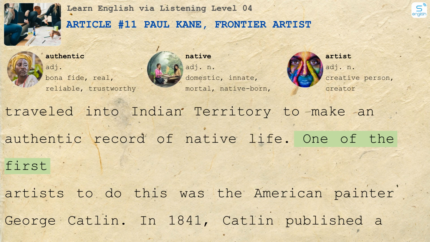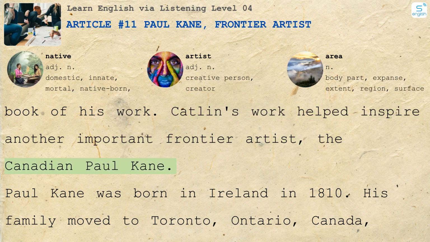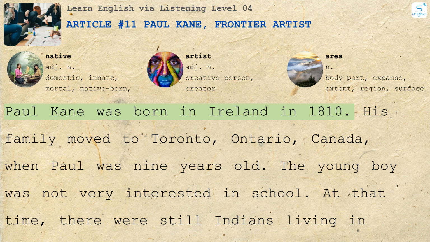One of the first artists to do this was the American painter George Catlin. In 1841, Catlin published a book of his work. Catlin's work helped inspire another important frontier artist, the Canadian Paul Kane. Paul Kane was born in Ireland in 1810. His family moved to Toronto, Ontario, Canada, when Paul was 9 years old.